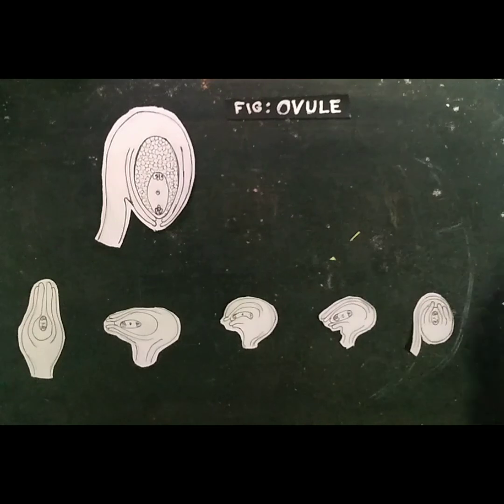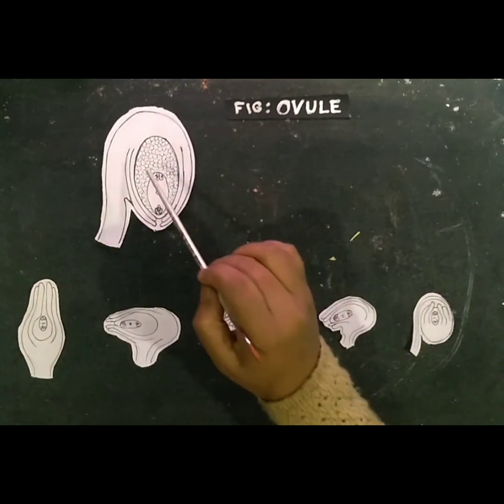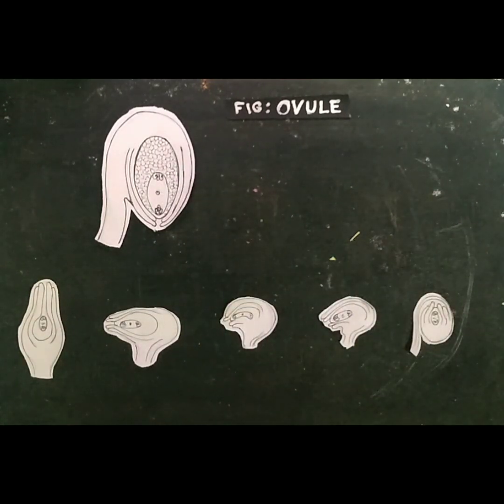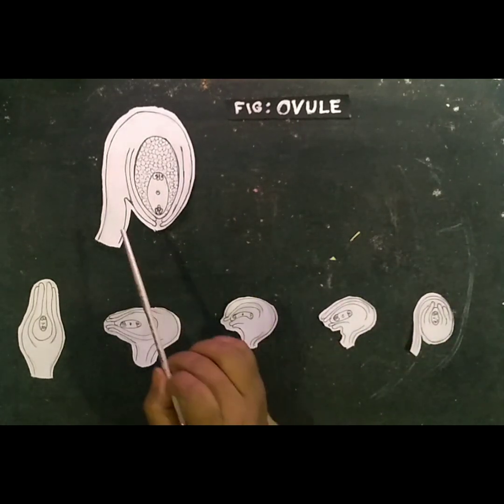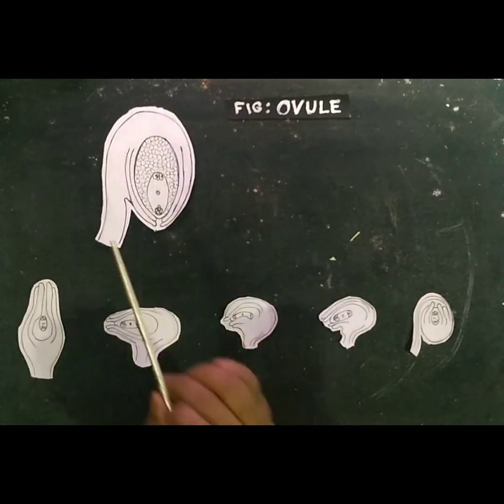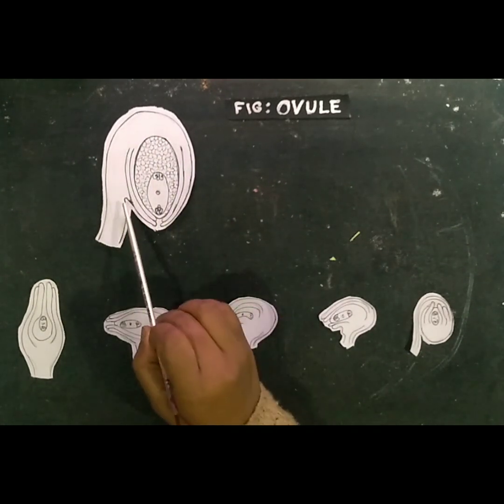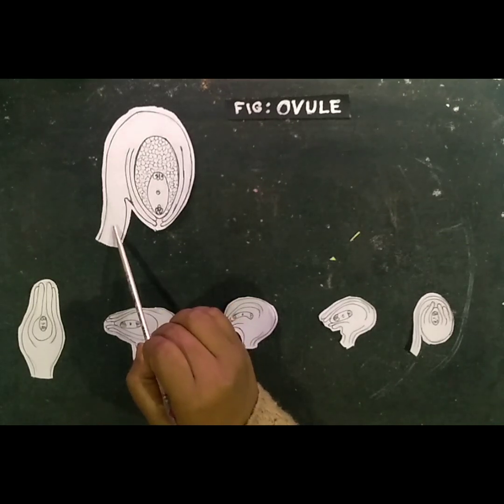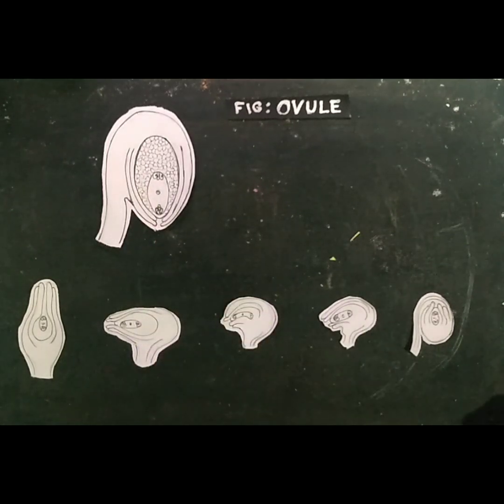So this is the structure of the ovule, and this type of ovule is called an anatropous ovule, in which the ovule is inverted. The structures present here are the micropyle, the chalaza, the funicle which is the stalk, and the hilum, the point of attachment of the funicle with the body of the ovule.